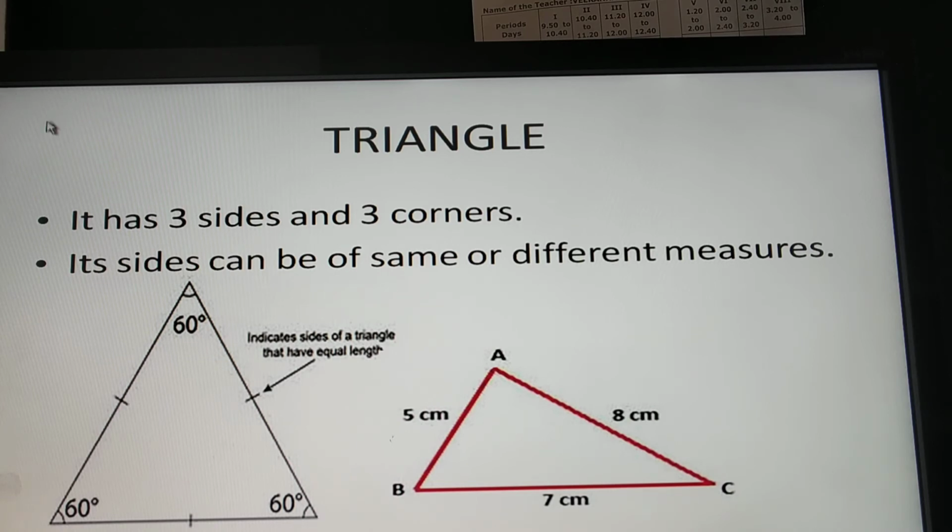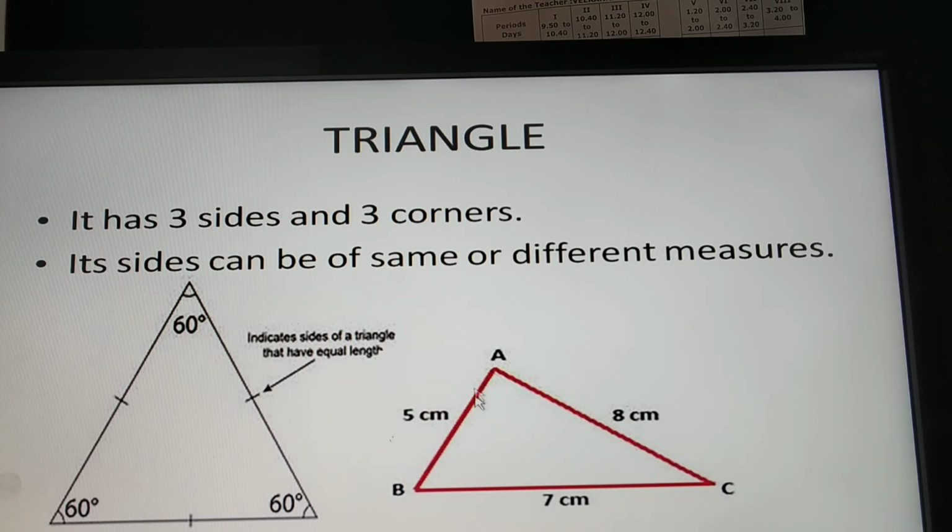What is the second point in it? Its sides can be of same or different measures. So to draw a triangle, we are going to use the different measures, or we can use the same measures. So this is the picture with the sides having the same measure. Means it is the figure which has the same sides. Here also same, here also same, and all the sides are equal.